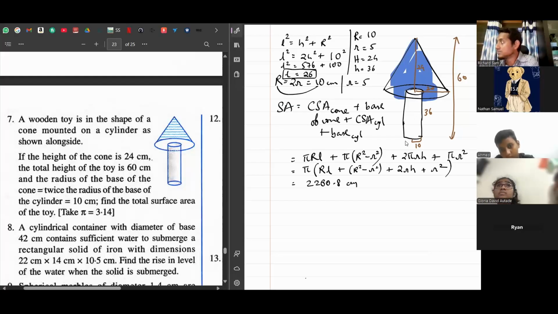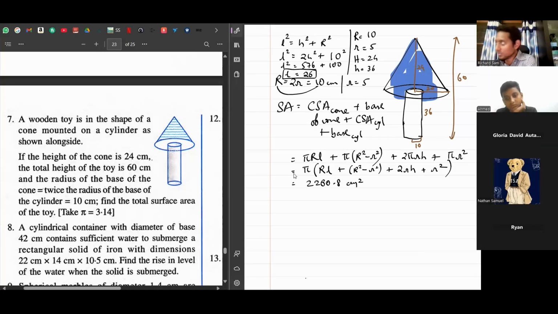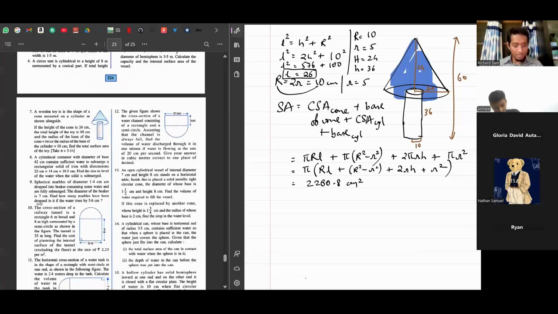What's the unit? Wrong. Centimeter square, you're finding surface area. Area is square. Volume is cube. Aman, correct or not? No, you're finding surface area. Okay. Yeah, so this is one type of question.